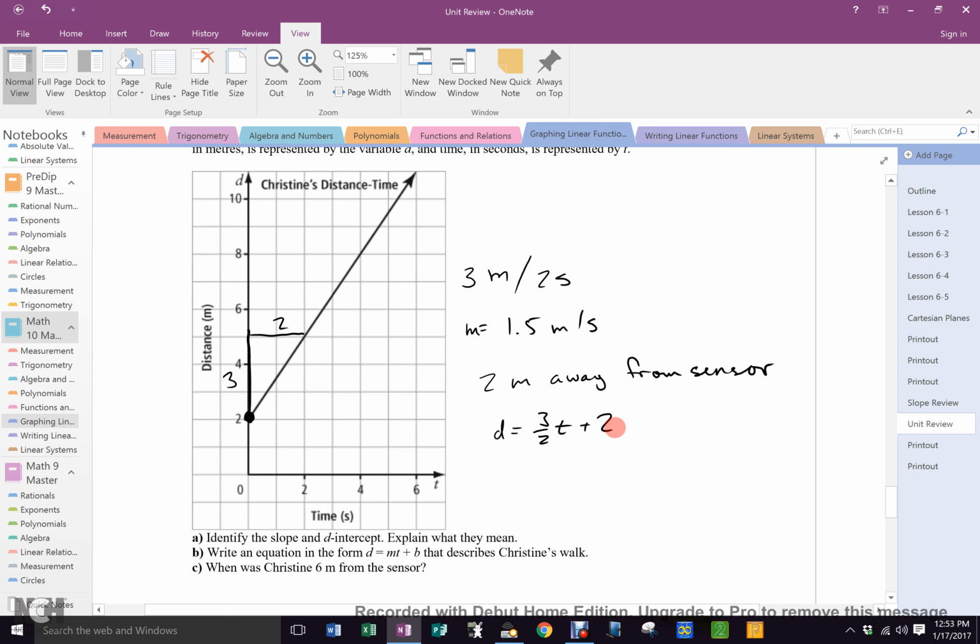C, when was she 6 meters from the sensor? There's 6. That's not quite on the graph, is it? But I know that value is what? What is that value? 6 on the time scale, right? So what can I put right there? 6. 3/2 times 6 plus 2. That's 18/2 plus 2, which is 9 plus 2, which is 11 meters.